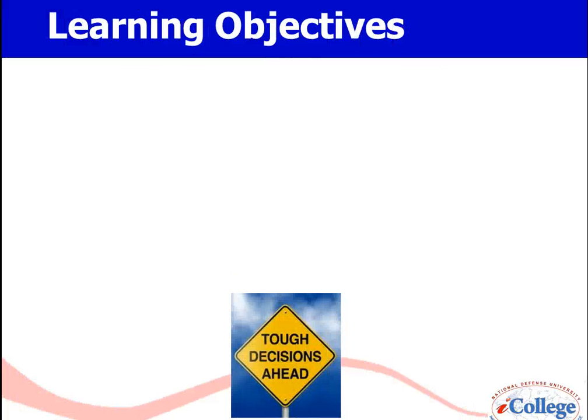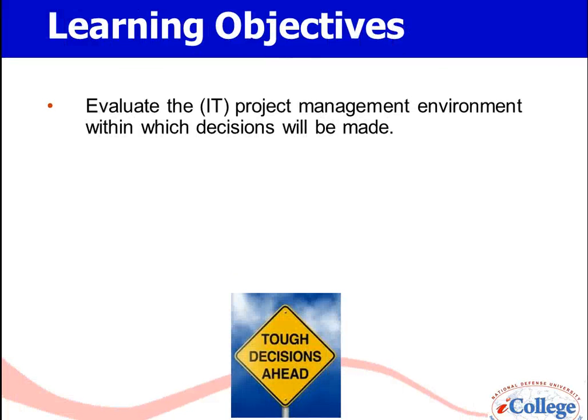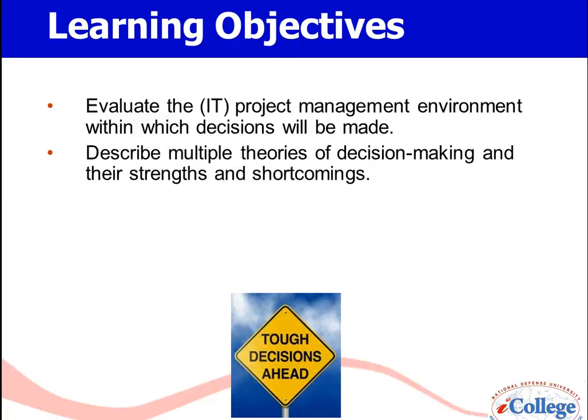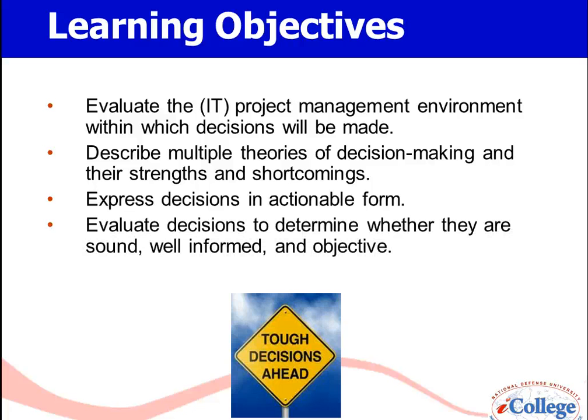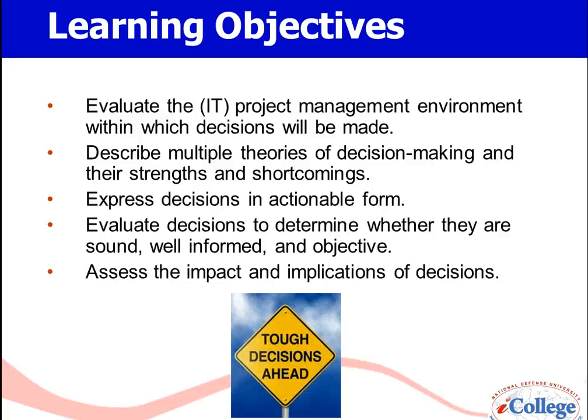At the end of this lesson, you should be able to evaluate the IT project environment and its impact on the type of decisions you will face. Describe and to a degree select from among several theories of decision making. Express your decisions in such a form that they are likely to be carried out and be successful. Evaluate your decisions and those of others to identify if they are biased or based on an objective analysis. And finally, assess the consequences of your decisions.